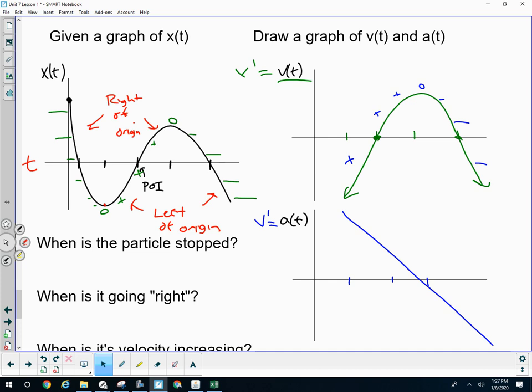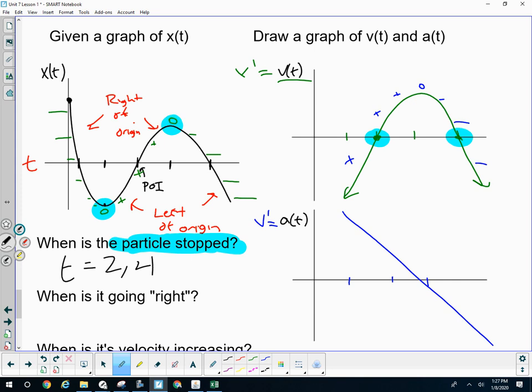The next questions you can answer looking at multiple graphs. So just know that. When is the particle stopped? Well, I'll use my highlighter for this in blue. You can either look here, velocity 0, here, velocity 0, or here. I've stopped, my position is constant. Here, my position is constant. I change from going to the left to going to the right. Either way, you get t equals 2 and 4.